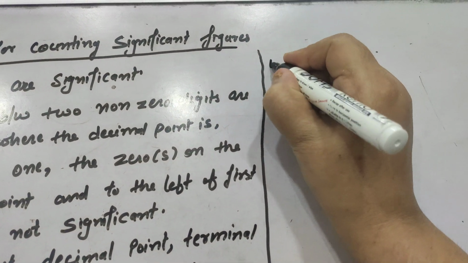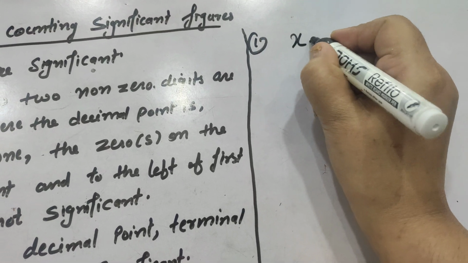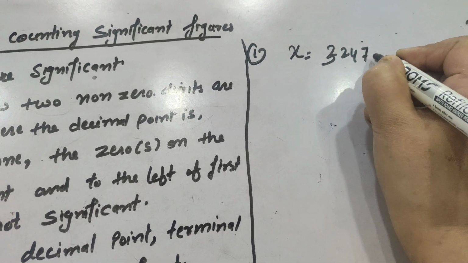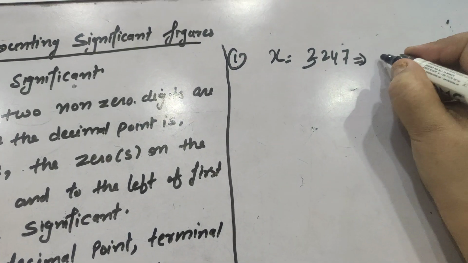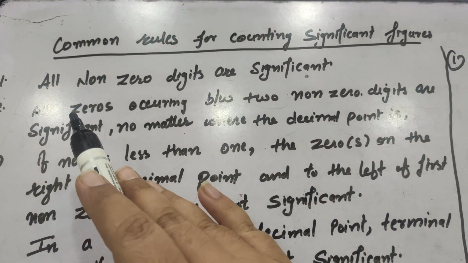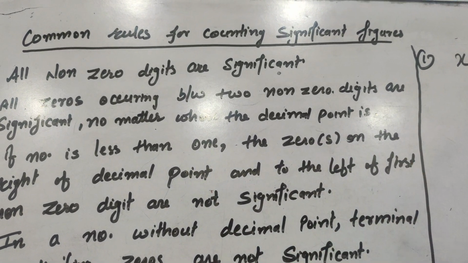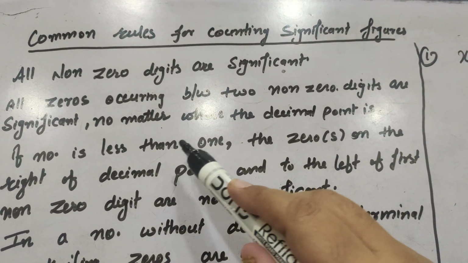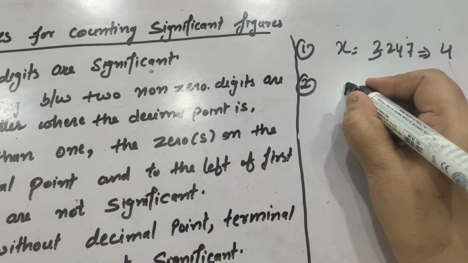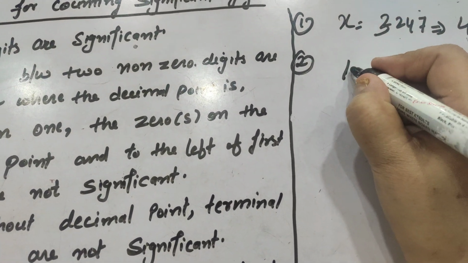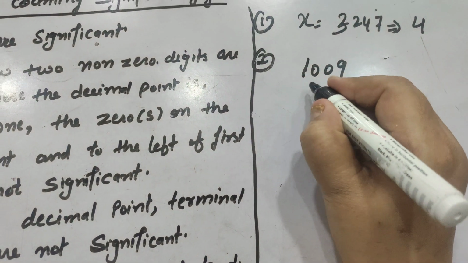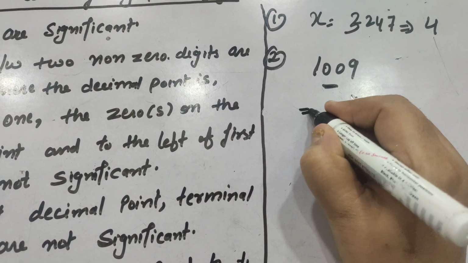For example, if I write the number x is equal to 323247, all these are non-zero digits, so all are significant. So all non-zero digits are significant. Rule number 2: all zeros occurring between two non-zero digits are significant, no matter where the decimal point is. The second rule is all zeros occurring between any two non-zero digits. Suppose 1009. These zeros are significant, so the total number of significant figures is 4.